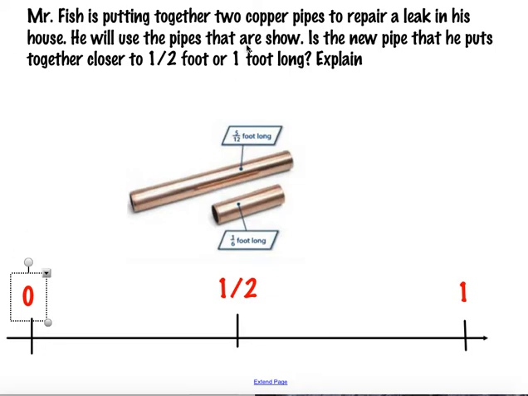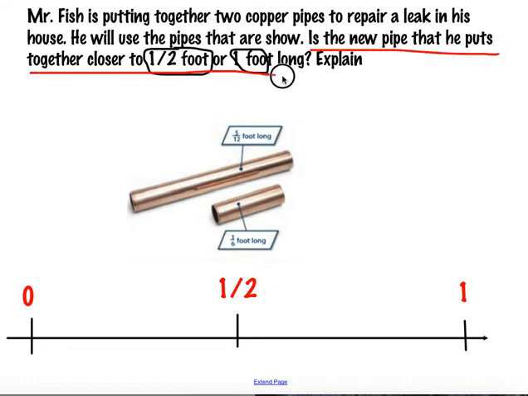Explain. So the first question I want to ask myself is what operation am I going to be doing? And if I use my cubing strategy by circling key numbers, underlining the question, boxing keywords, eliminating anything I don't care about, and then solving, I can see that my keywords putting together tell me that I'm going to be adding.